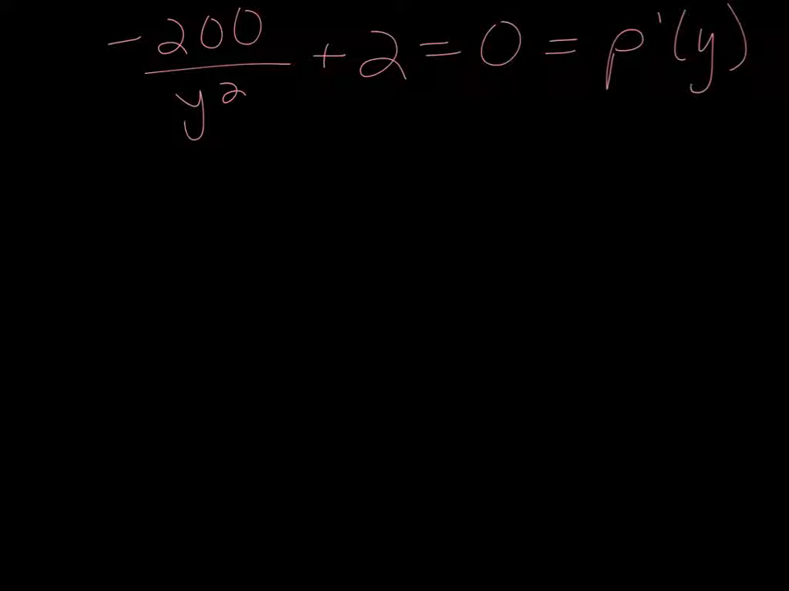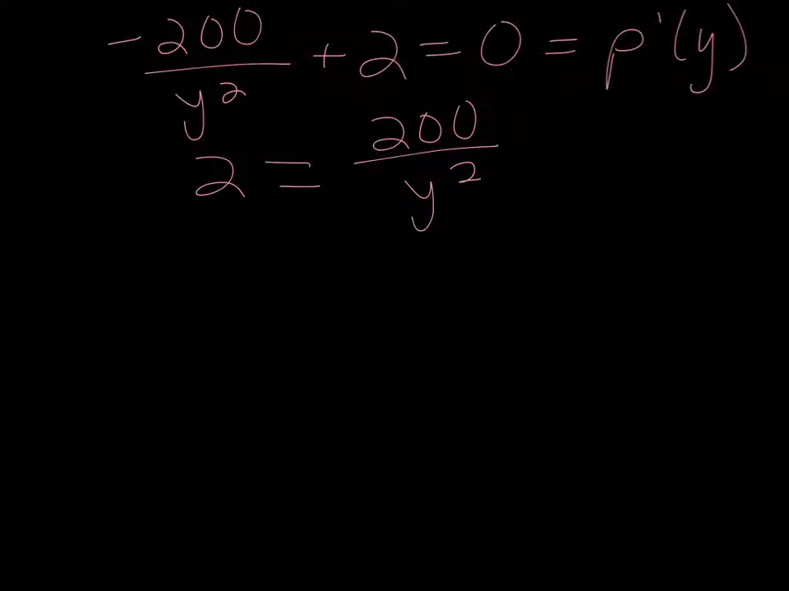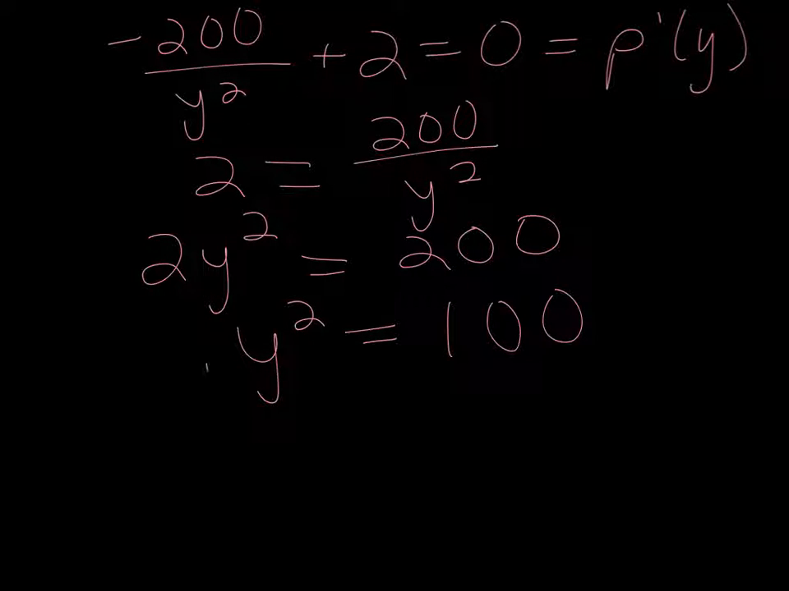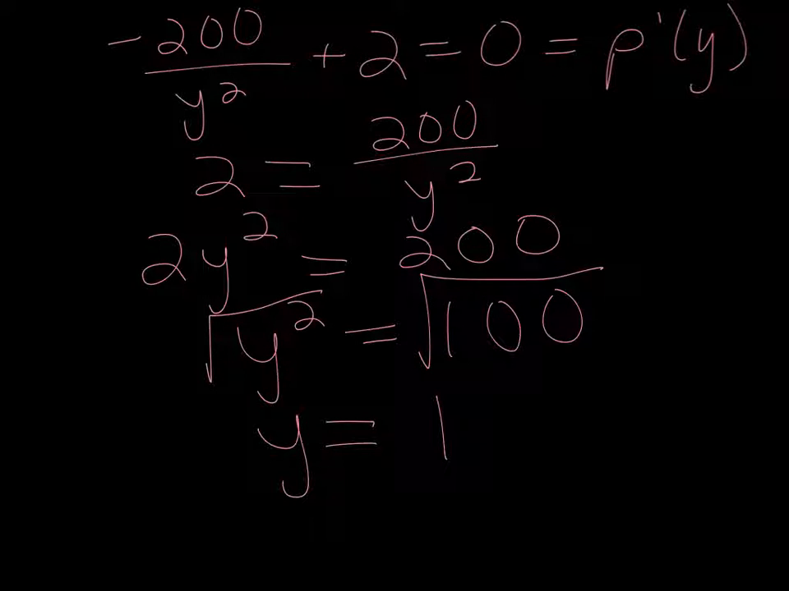So let's begin solving for y by bringing negative 200 over y squared to the other side. So we now write 2 equals 200 over y squared. Now let's bring y squared to the other side to get y squared times 2 equals 200. And we can now divide both sides by 2, so let's do that. y squared equals 100. And let's take the square root of both sides to get us y by itself. And we see that y equals 10 because it has to be positive because it's perimeter.